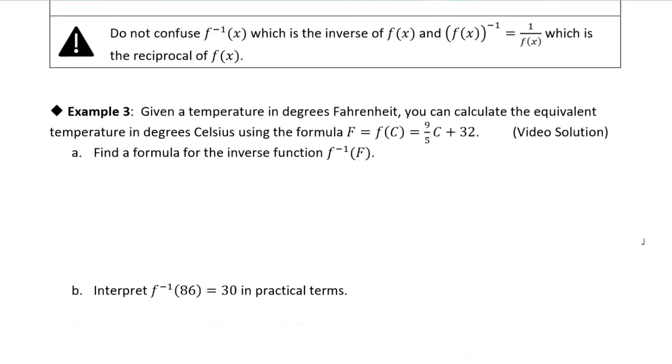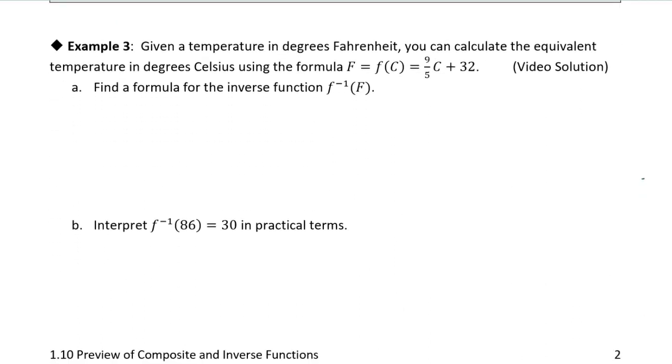So let's take a look at example 3. This gives us a good example of how an inverse could be useful. We have a formula for Fahrenheit given a temperature in Celsius. The formula is F equals 9/5 C plus 32. If we know the temperature in Celsius, we could plug it into this formula and get the temperature in Fahrenheit. But maybe we want to go the other way. Maybe we know the temperature in Fahrenheit and we would like to find the temperature in Celsius.